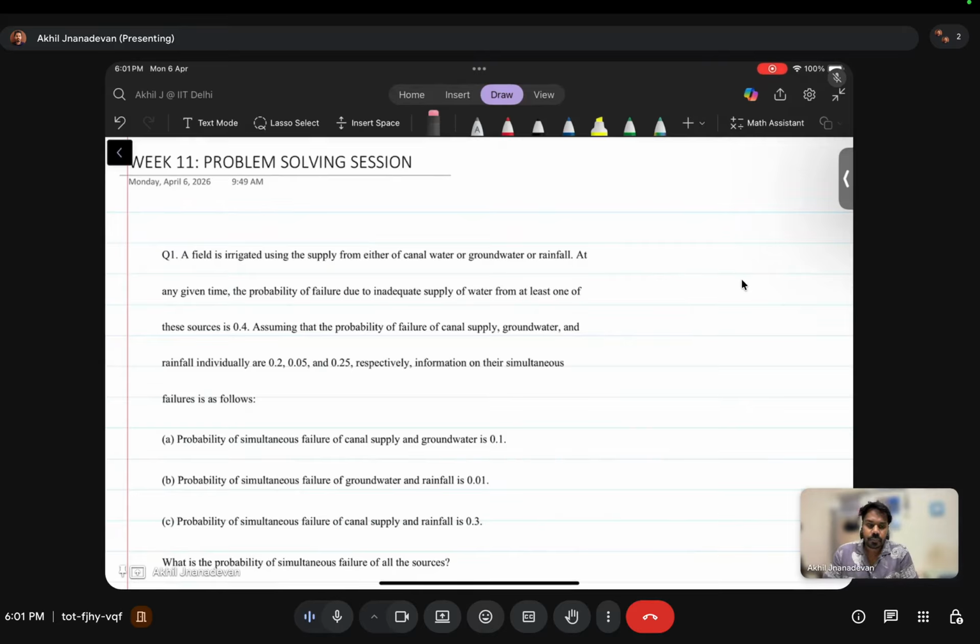So, I'm Akhil. I'm a fourth year PhD scholar from IIT Delhi. I'm working under the supervision of Professor Dhanya. And I did my bachelor's from NIT Calicut in civil engineering. And then I completed my master's in water resources engineering and management from IIT Guwahati under the supervision of Professor Srija Pekar. And currently I'm pursuing my PhD in IIT Delhi from the year 2022.